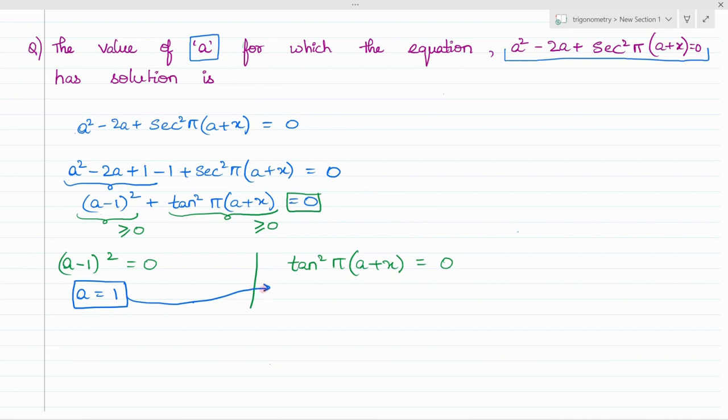Substitute this value of a here, you will get tan square pi into 1 plus x is equal to 0. Now you can solve this to get the solutions for x. But in the question, it is asked only the value of a. So here we don't have any a variable. So this is the required answer, or the required value of a, for this given equation.